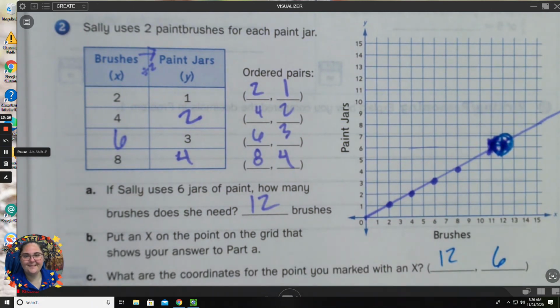Awesome. That's how you do ordered pairs. That's how you do coordinates. I hope that this helps you out realizing ways that you can use this in real life.